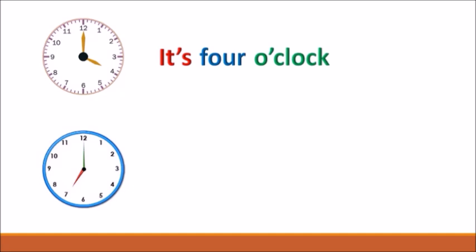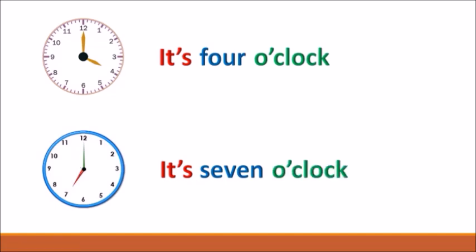Okay. What about this picture? What time is it? And again, we start the sentence with the word it's. Now, look at the hour hand. It's. Very good. It's 7. And the minute hand is pointing at number 12. So, it's 7 o'clock. Remember that if you have questions, you can ask your teacher in the chat.